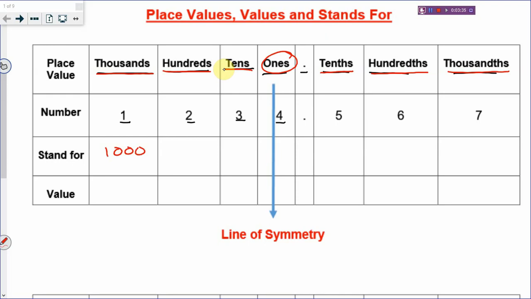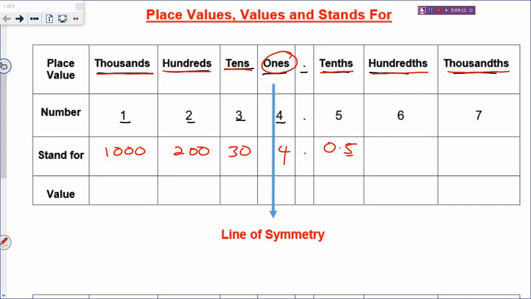And what does the digit 2 stand for? 200. And then the digit 3 stands for 30. 3 tens means 30. What does the digit 4 stand for? 4 ones, so you have 4. Then there's a decimal point there. Now what does the digit 5 stand for? To make it more clear, it stands for 0.5. You can see that there's one digit behind the decimal point. So that is your one decimal place.